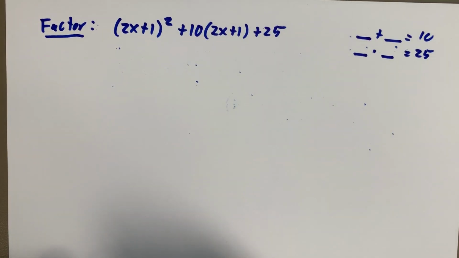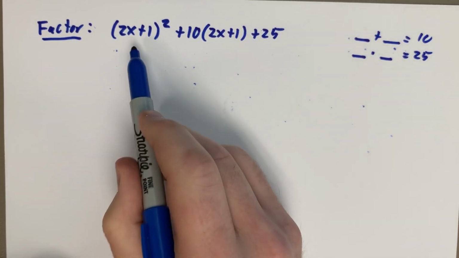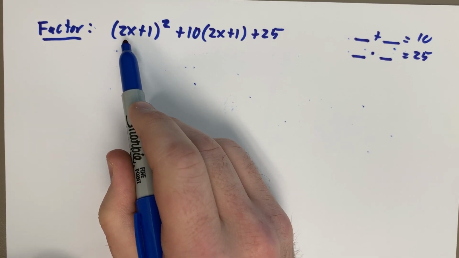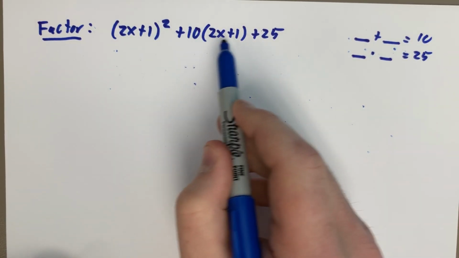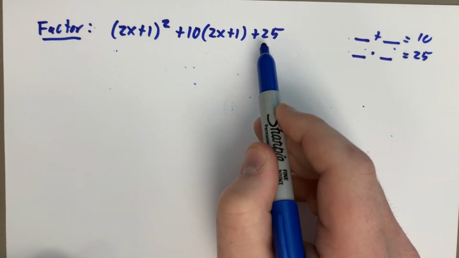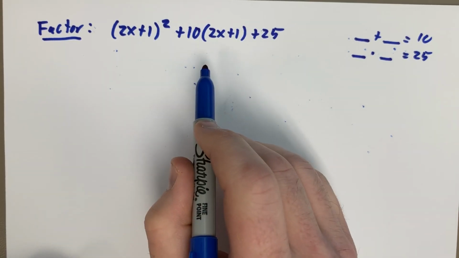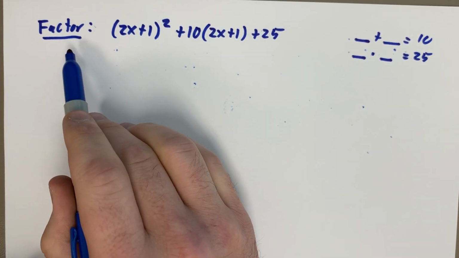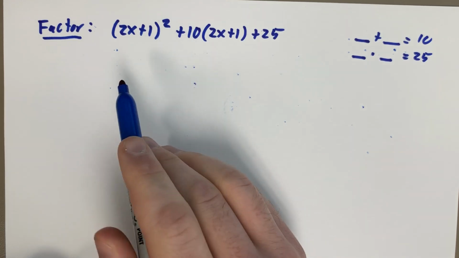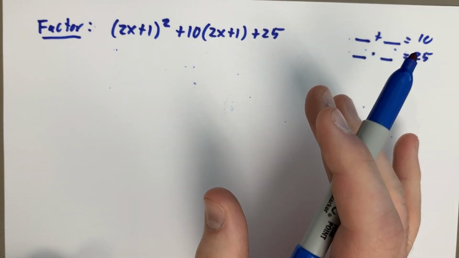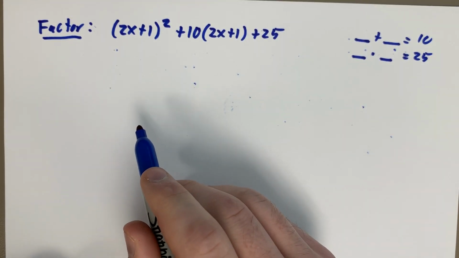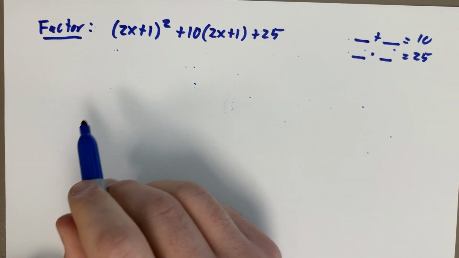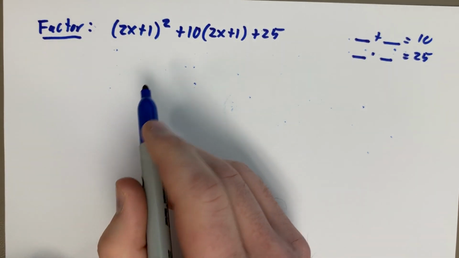On to example 2 from difficulty 4. We're looking at the expression (2x + 1)² + 10(2x + 1) + 25. Now when you're looking at this, the question asks you to factor, but the temptation, of course, is to FOIL everything and simplify as much as you possibly can. But you always have to keep in mind what you're being asked to do. So we're asked to factor this.